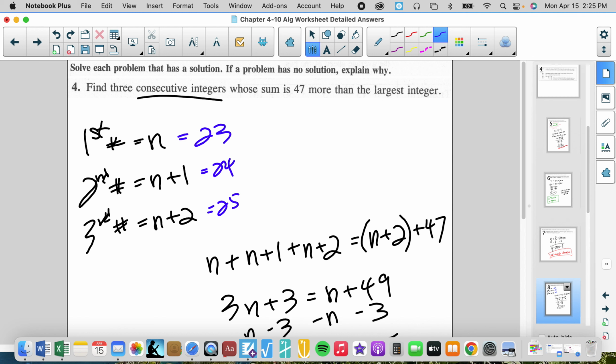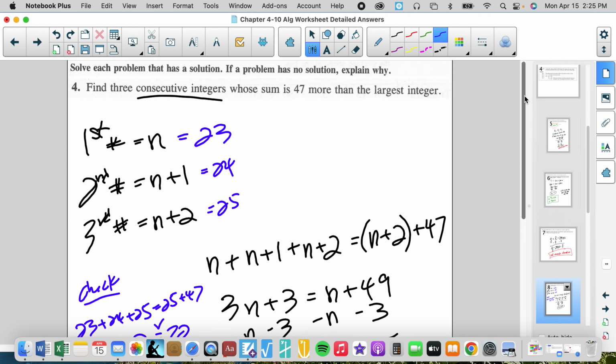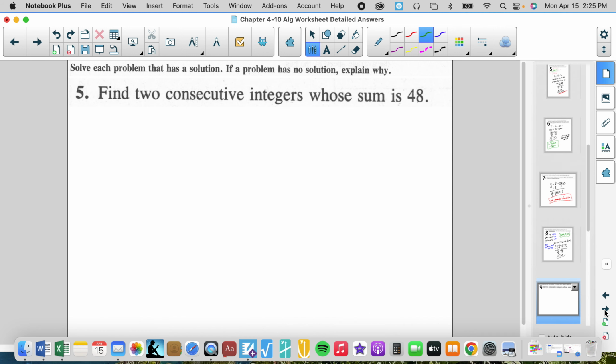Does 23 plus 24 plus 25 equal 25 plus 47? Let's check. That's going to be 72, and 25 plus 47 is 72. Does 72 equal 72? Yes. So those are my three numbers: 23, 24, and 25. Find three consecutive integers, so I need to list the numbers. So that one did have a solution.